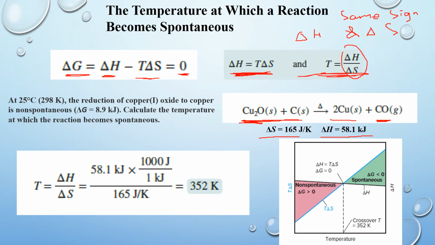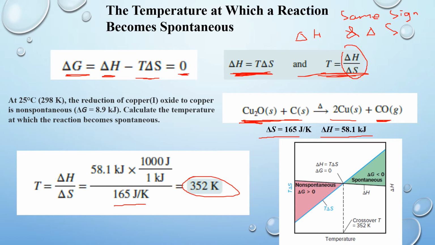Again, I will convert the unit of energy, so you have to match them. In this example, we convert the kilojoule from delta H into joule, divided by delta S, so you have 352 Kelvin. So, because they are both positive, that means the reaction will become more spontaneous when the temperature increases.